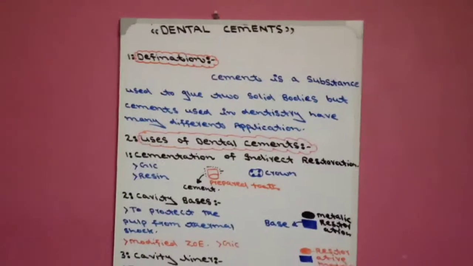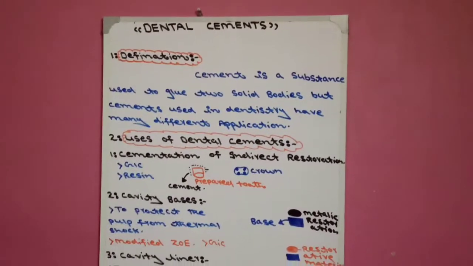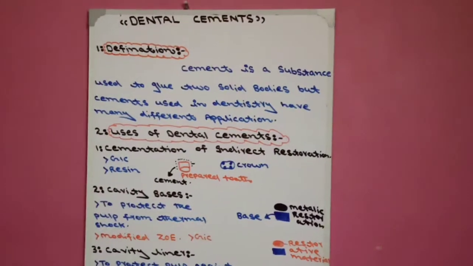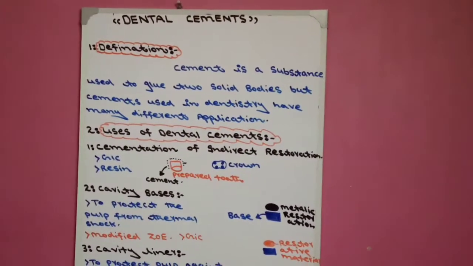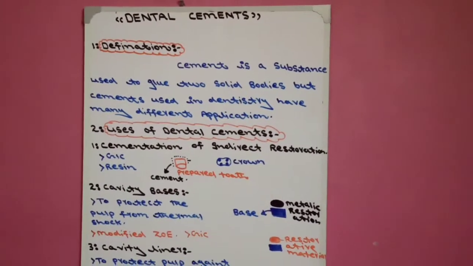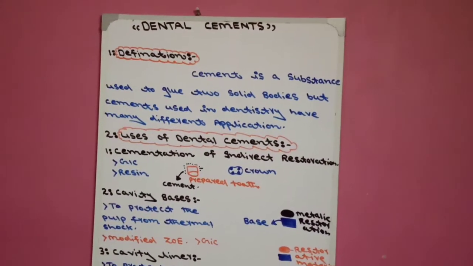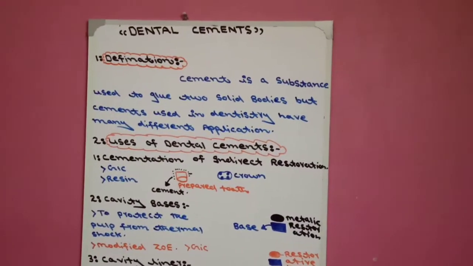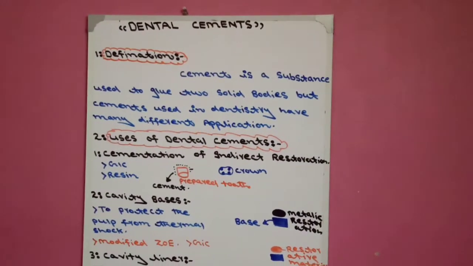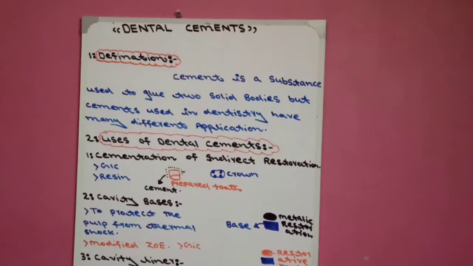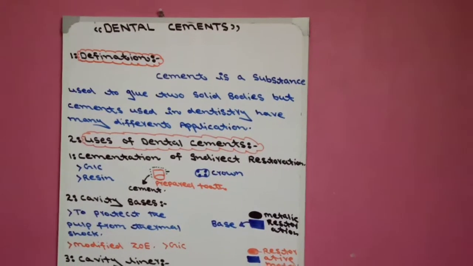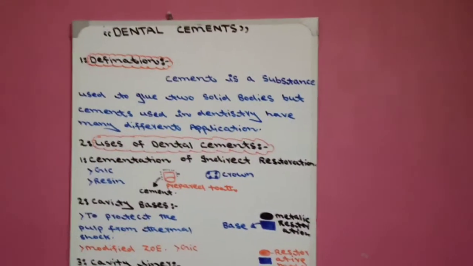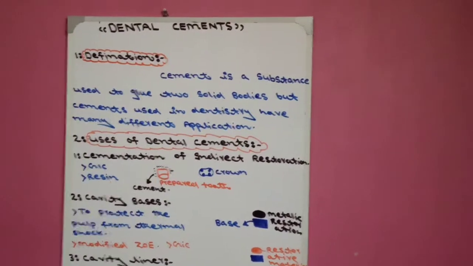Now in today's video we will study the definition and uses of dental cement. But it is the initial video of the dental cement series. In the next video we will study the classification of dental cement, and then we will study each cement in detail: its definition, indication, contraindication, advantages, disadvantages, and properties. This dental cement series will consist of 8 to 10 videos. Today is the first video of the series.